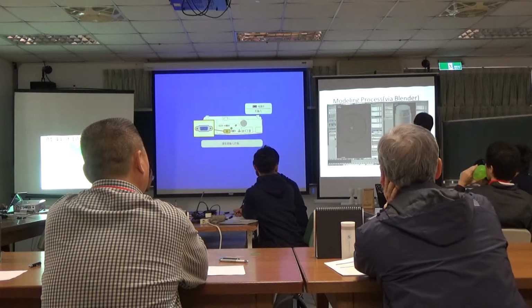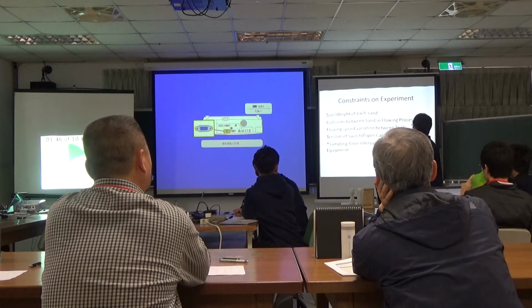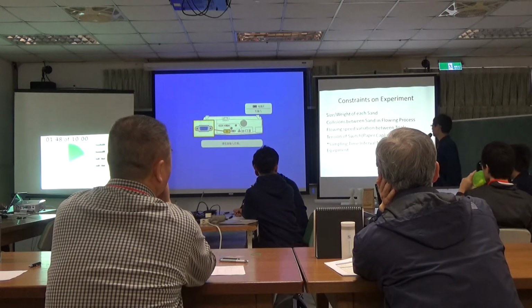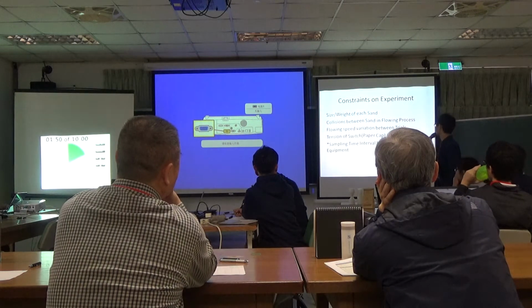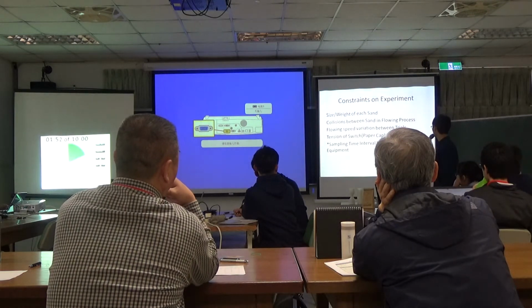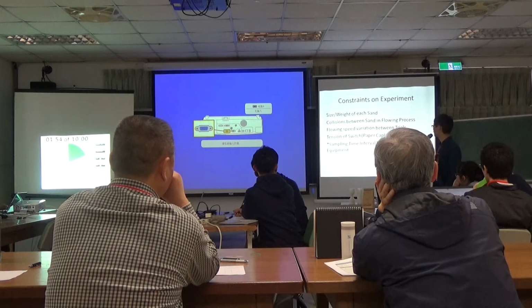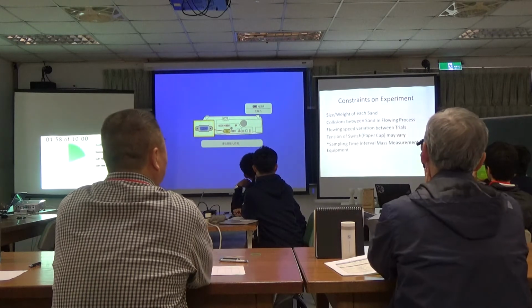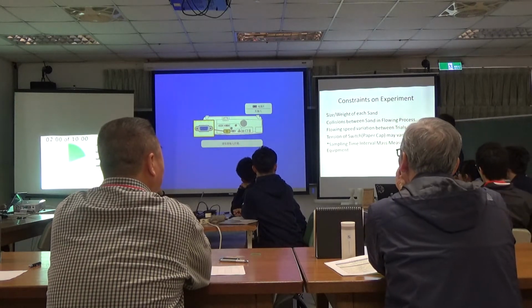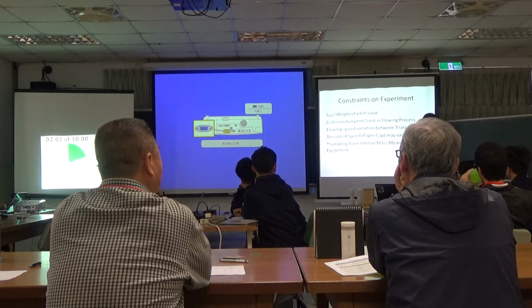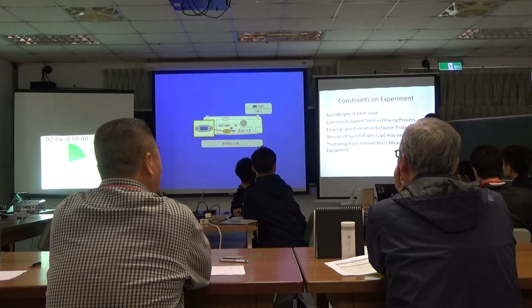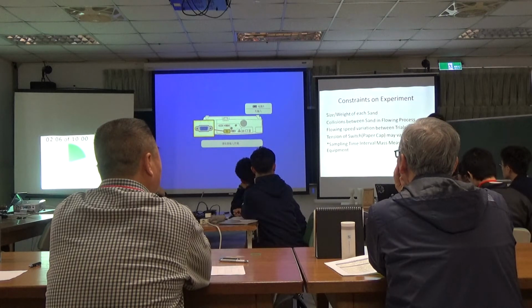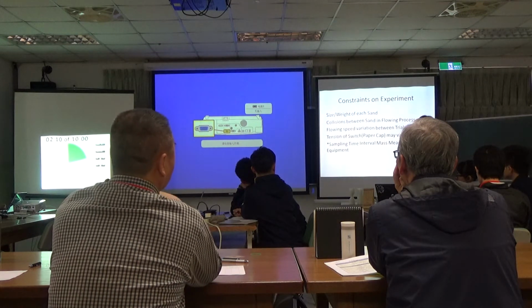This is the modeling process, and these are the constraints of our experiment. First of all, we cannot control the size and weight of each sand grain, and there is collision in the actual flowing process. The flowing speed varies trial by trial. And there is the tension of the switch we use to control the sand. And also, most important of all, the sampling time interval of our mass measurement equipment is limited.